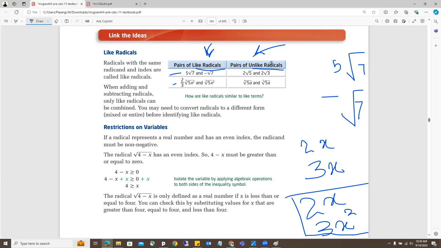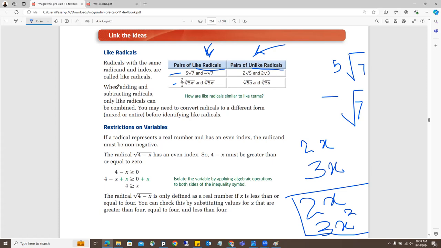Yes, like radicals and unlike radicals. When adding and subtracting radicals, only like radicals can be combined. If we have like radicals, we can do the addition and the subtraction. If we have unlike radicals, we can't, because when we are doing addition and subtraction, those two or three terms should be of the same type.